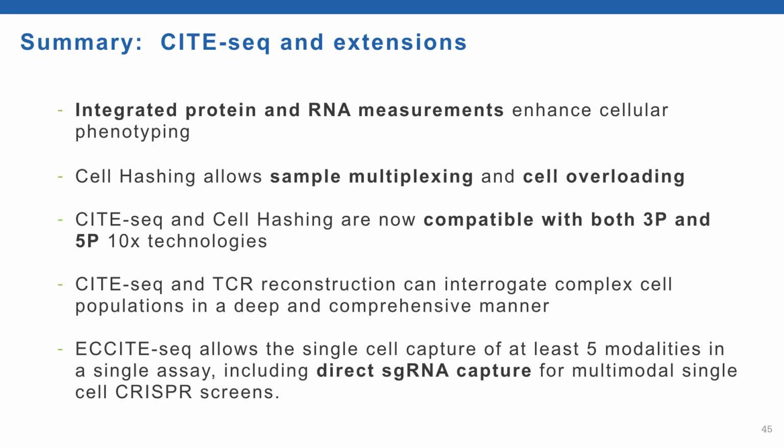So to summarize the whole talk, I hope I've shown you that by integrating protein and RNA measurements, we can really strongly enhance cellular phenotyping. I think hashing is a really useful tool for multiplexing and cell overloading.